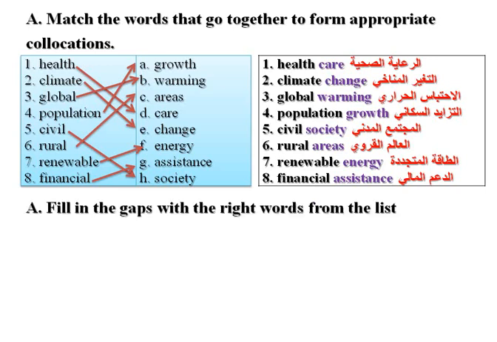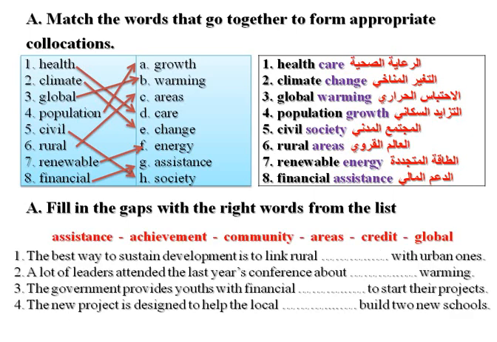Second exercise, fill in the gaps with the right words from the list. We have some words here: assistance, achievement, community, areas, credit, and global. The first sentence, the best way to sustain developments is to link rural with urban ones. Second sentence, a lot of leaders attended the last year's conference about warming. Number 3, the government provides youths with financial to start their projects. And the last sentence, the new project is designed to help the local build 2 new schools.